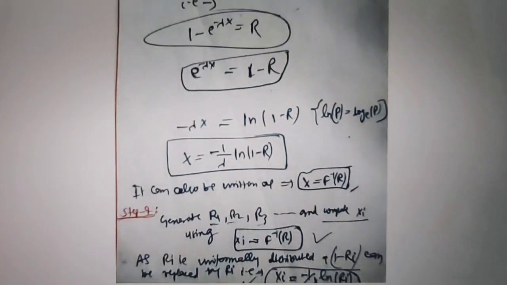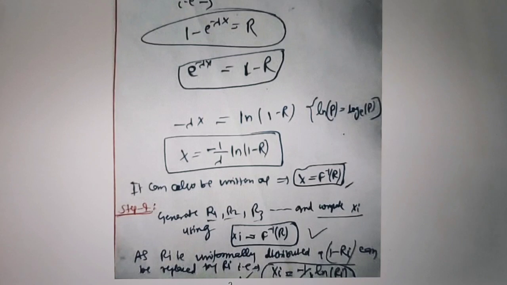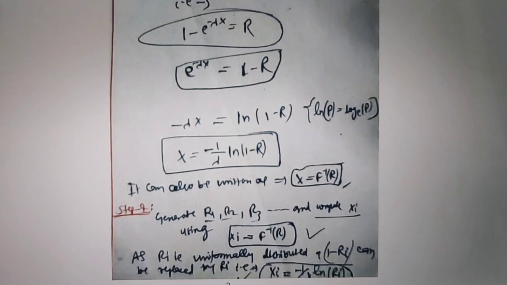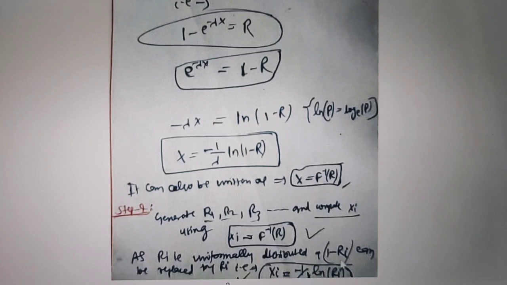In step 4, we generate R1, R2, R3 and the corresponding Xi using the formula Xi equals F inverse of Ri. As R is uniformly distributed, 1 minus Ri can simply be written as Ri. So we use the simple formula Xi equals minus 1 upon lambda times ln of Ri, to implement random variate generation using the exponential distribution.